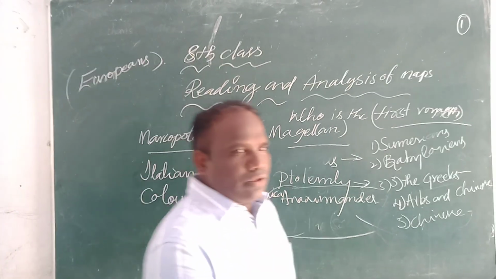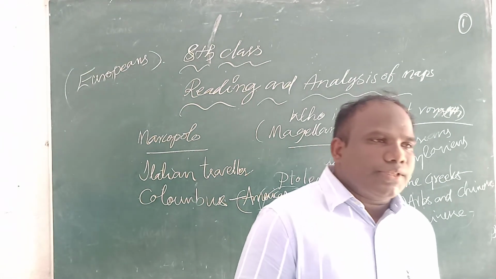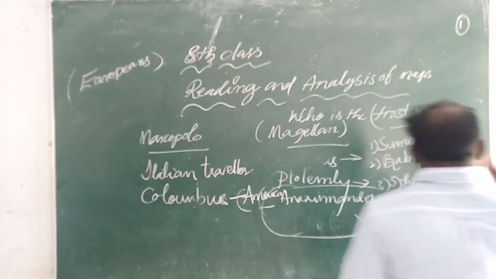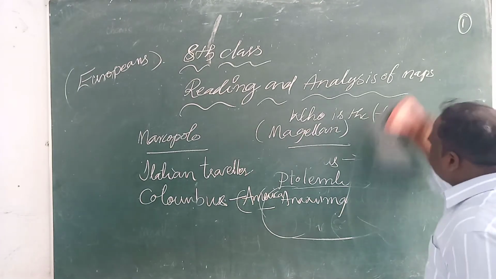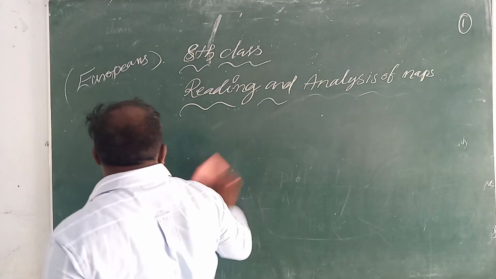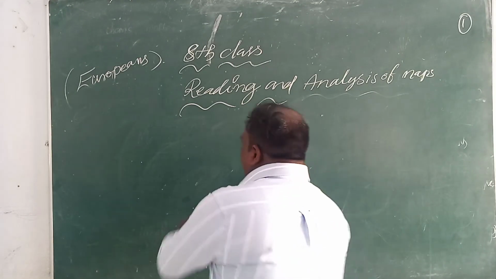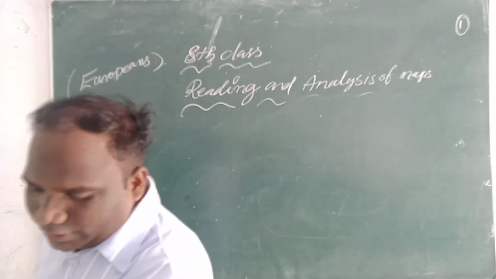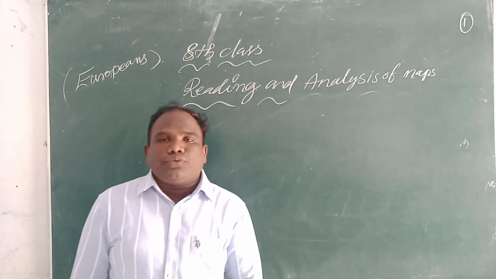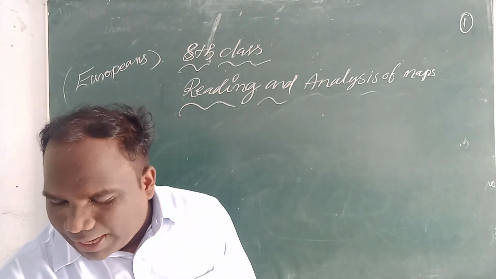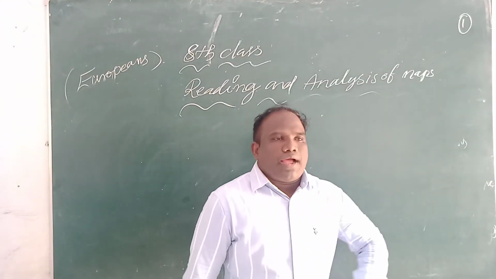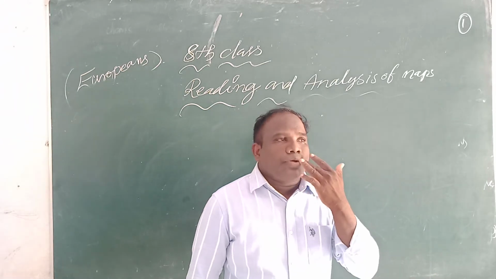How did they use maps? Do you understand this? Okay, I will rub this. Now we will discuss the Greeks' maps. They tried to make the map accurate with the help of longitudes.